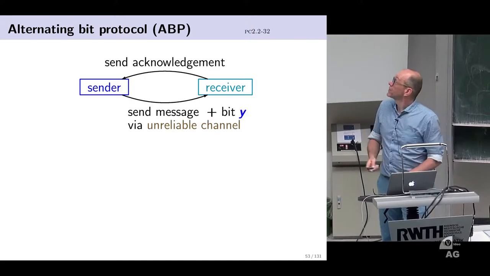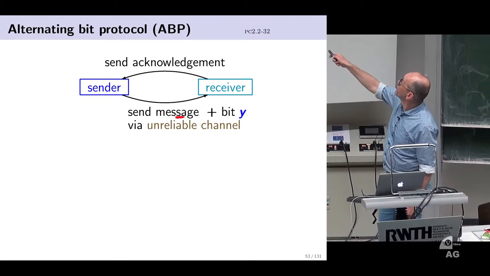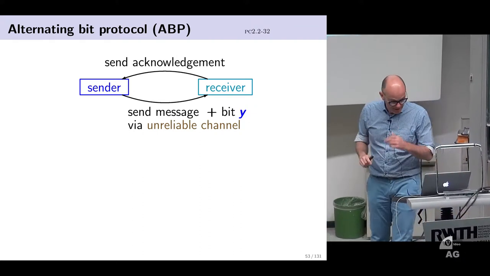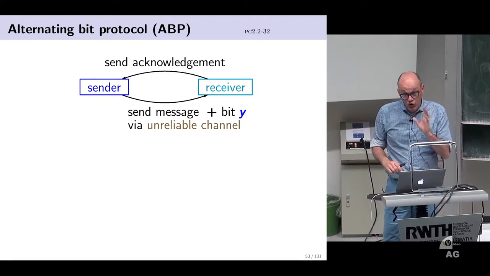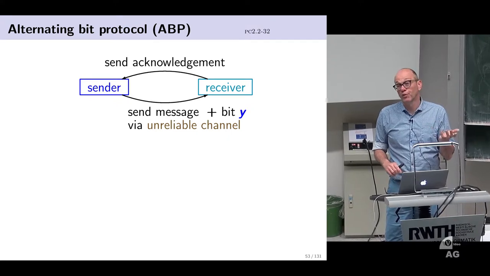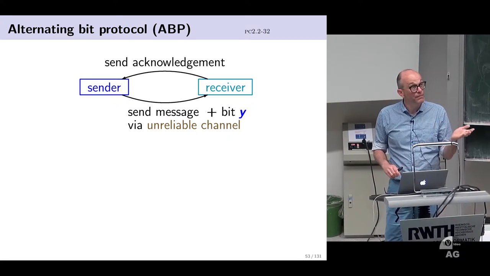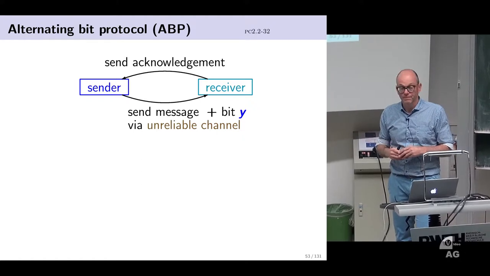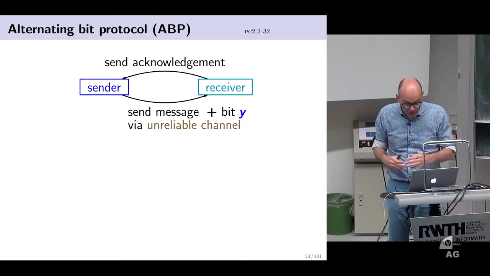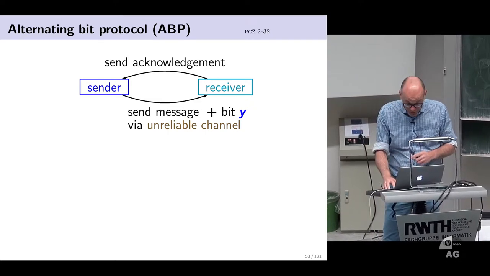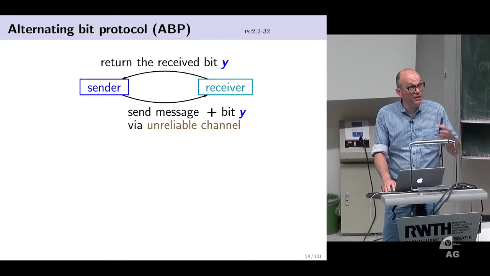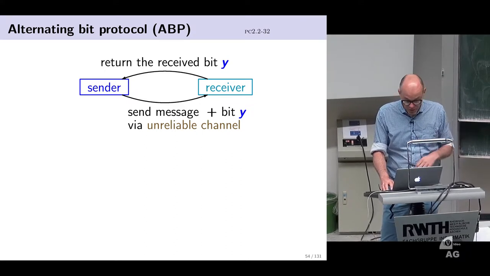Okay, so this is what happens in the channel. The channel from the sender to the receiver can carry messages plus this bit, which is indicated here as Y, which is the alternating bit that I just explained. And I'm assuming that this channel is unreliable in the following sense. Messages may get lost. So the sender sends a message plus a bit. By some means, the message is lost. This could happen, for instance, if the channel is something like a wireless channel or whatever, and there is some kind of problem in the communication. Then the receiver's acknowledgement simply means the receiver returns the bit it received. And that's basically the whole acknowledgement. So the channel from the receiver to the sender is just carrying Boolean variables.